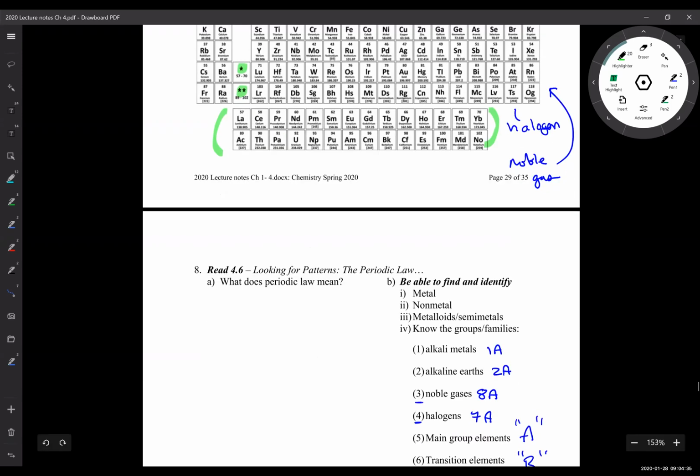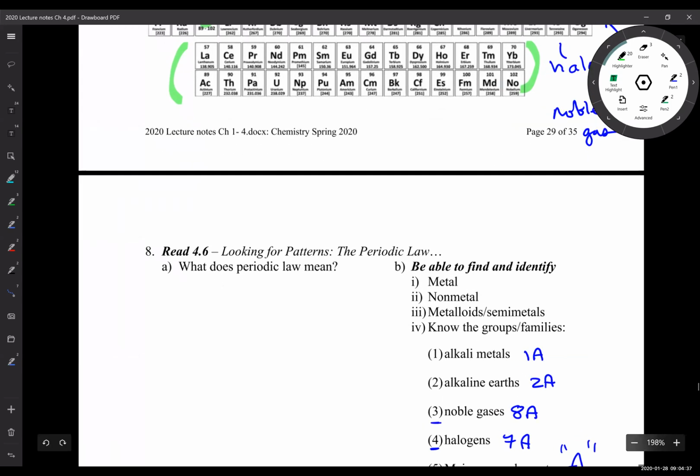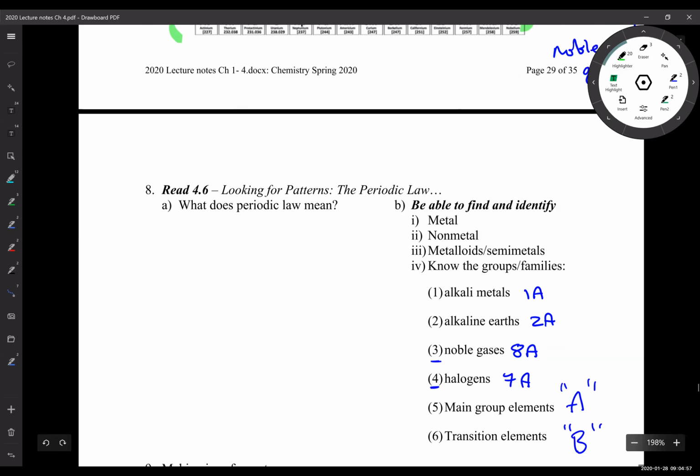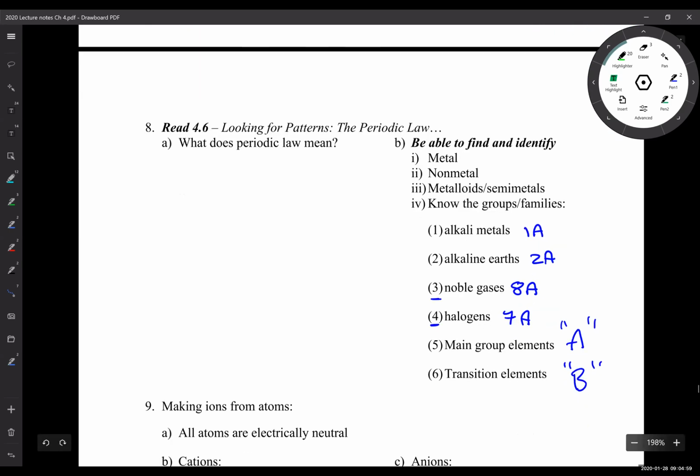So we're going to talk a little bit about periodic law, but I don't spend a lot of time on that because I figure you guys can read a lot of the stuff that's in that section. We'll do periodic law, and then we'll take a break. And then we'll do some example problems for ions and stuff like that. Okay, so periodic law simply means this. Chemical properties repeat periodically.